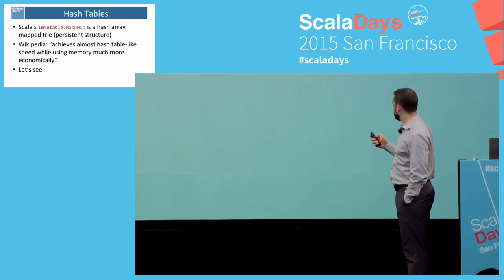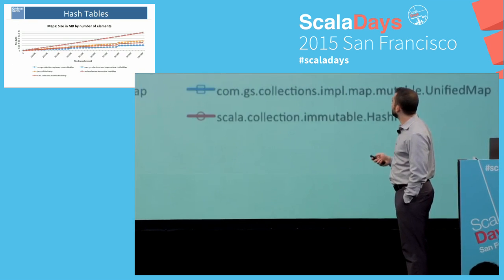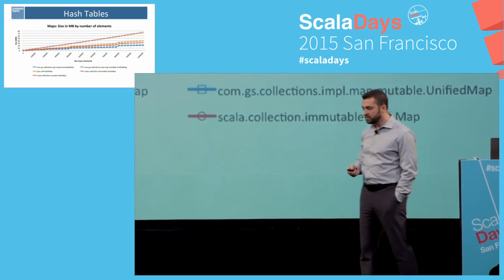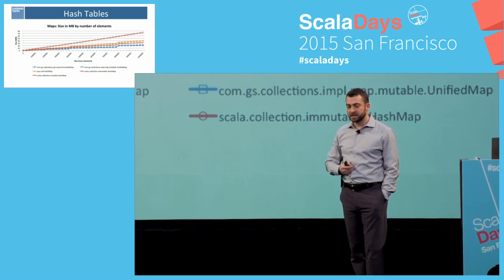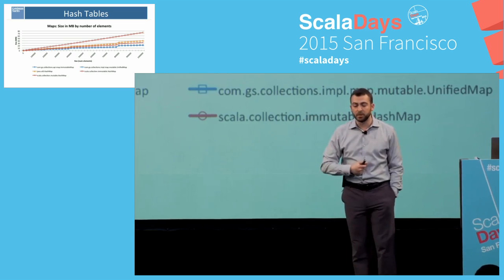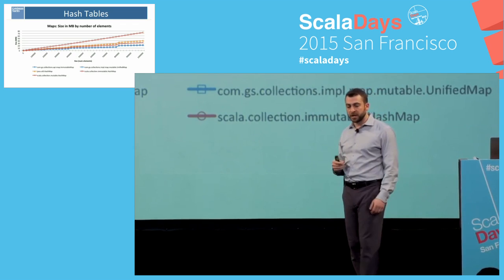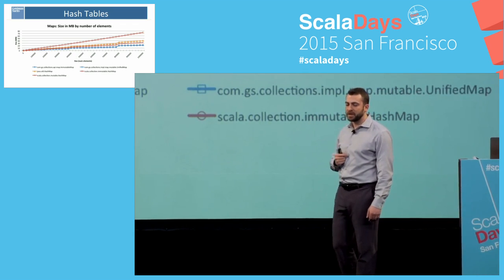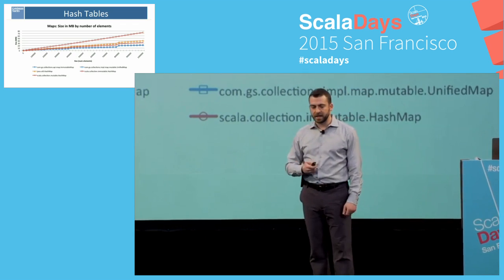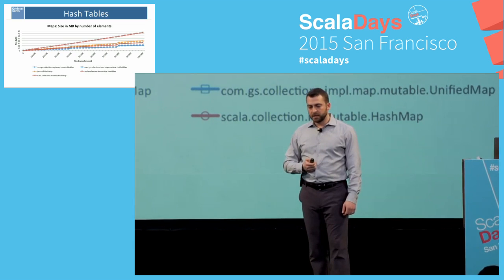Sorry. And there as well. Both of the JS Collections maps are on the same line because the immutable one delegates to the mutable one. Scala's is taking a little bit more memory because of the entry objects, and Java's is taking a little more memory because the entry objects cache the hash code.